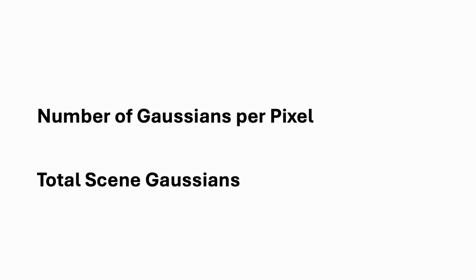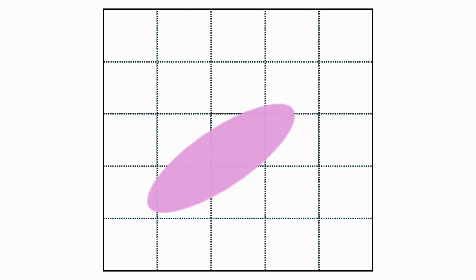Our insight in Speedy-Splat is that the rendering speed is primarily determined by two factors: the average number of Gaussians needed to render a pixel, and the total number of Gaussians in the scene. Let's start with the number of Gaussians per pixel. Here's a Gaussian projected onto the image plane. This Gaussian is localized by subdividing the image pixels into tiles. All tiles that overlap with it are stored in a map to be used for pixel rendering.